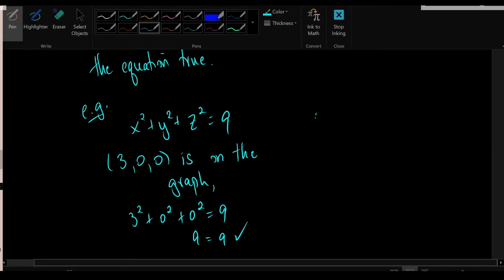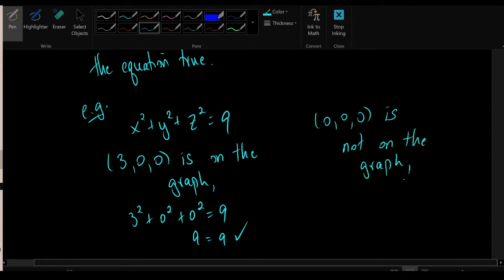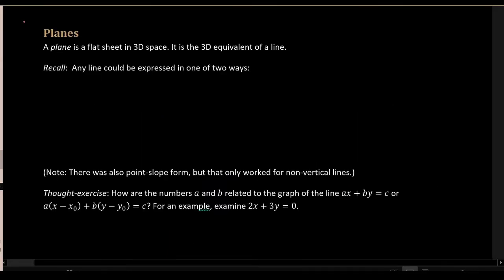However, a point like 0, 0, 0 is not on the graph because when I plug in those values for x, y, and z, then I get 0 equals 9, which is not a true statement. Now, in general, a plane is just a flat sheet in 3-dimensional space, basically the 3D equivalent of a line.